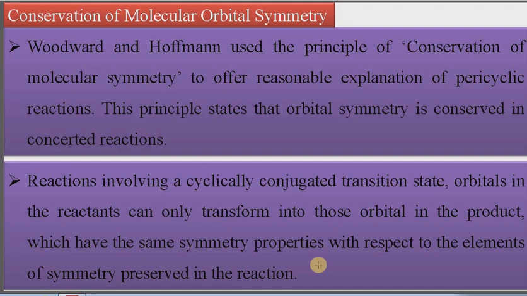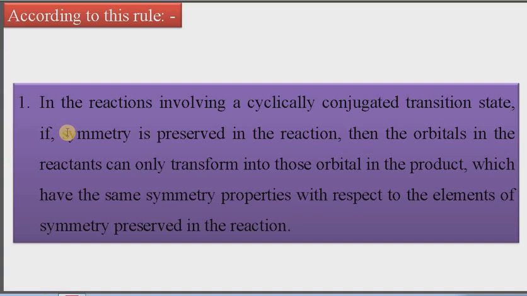So, in the product we must have the C2 axis of symmetry. Okay, so during the reaction, the decided symmetry properties must be conserved. This is the meaning of this conservation of molecular symmetry. In the reaction involving a cyclic conjugated transition state, if symmetry is preserved in the reaction, then the orbitals in the reactant can only transform into those orbitals in the product which have the same symmetry properties with respect to the elements of symmetry preserved in the reaction.